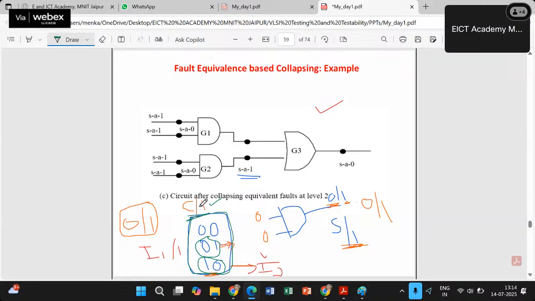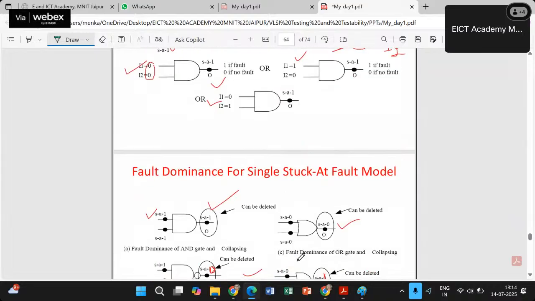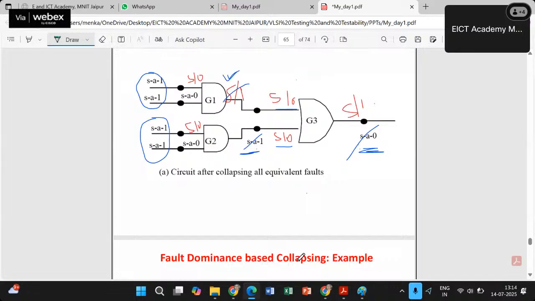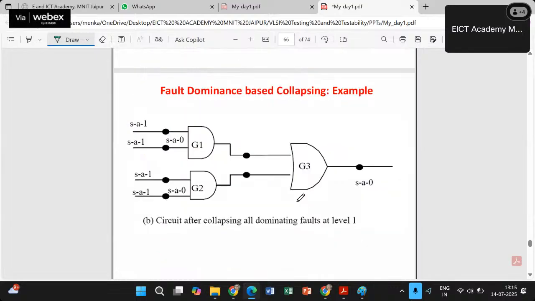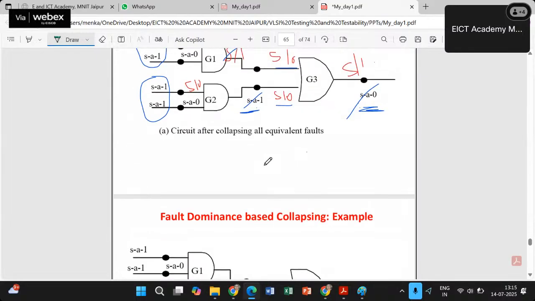If I have I1 or I2, in both of these cases I am able to detect C1. But there is nothing common in I1 and I2, so I cannot reduce these faults. So in fault dominance based collapsing, we have discussed the same thing and we have reduced the faults in the same way. This was the fault dominance based collapsing.